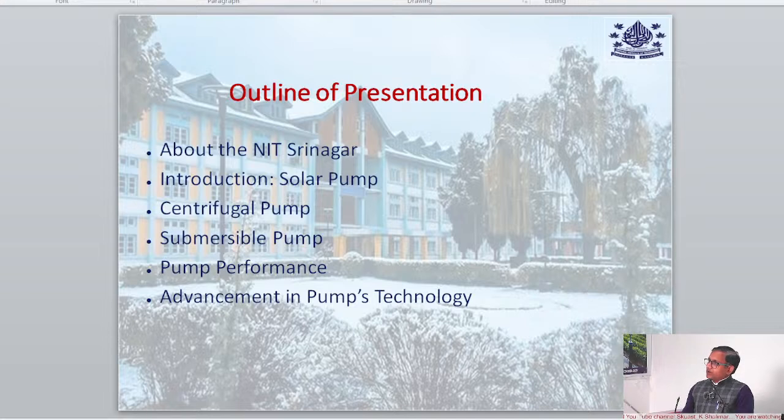Another thing is the pump performance, in either the centrifugal pump or the submersible pump. Finally, the advancements in pump technology, and what is exactly the output of this conference. If we implement it in an effective and sustainable way, then the purpose of this workshop will be served. So first of all, I want to discuss NIT Srinagar.